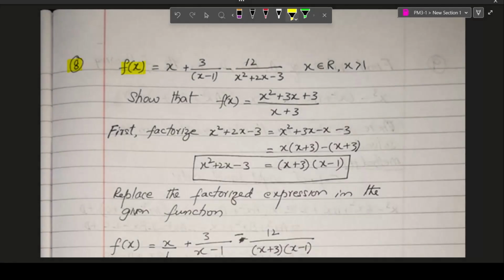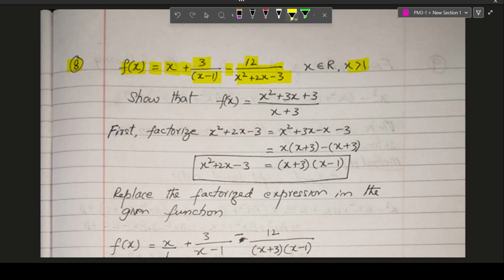The function f(x) is given as f(x) = (x + 3)/(x - 1) - 12/(x² + 2x - 3), where x is a real number and it is always greater than 1. Why is this condition given as x greater than 1?